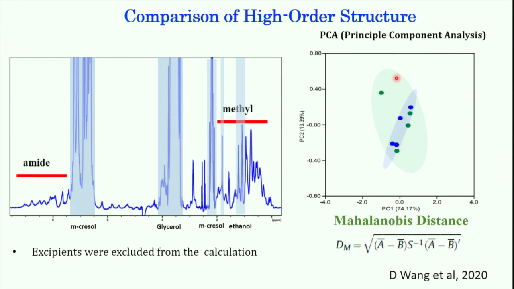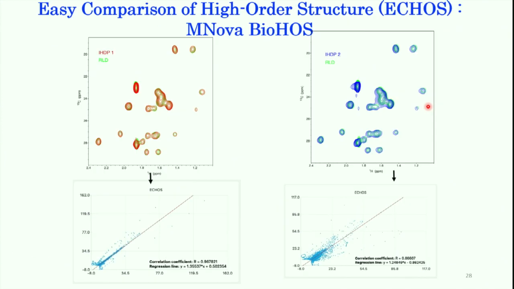Another important parameter to be used for this statistical analysis is called Mahalanobis distance. This is a statistical way to show the similarity or dissimilarity between two types of products. So that can be derived from this PCA value, and if the DM is about 3, you are sure that it's very nicely matching, right.